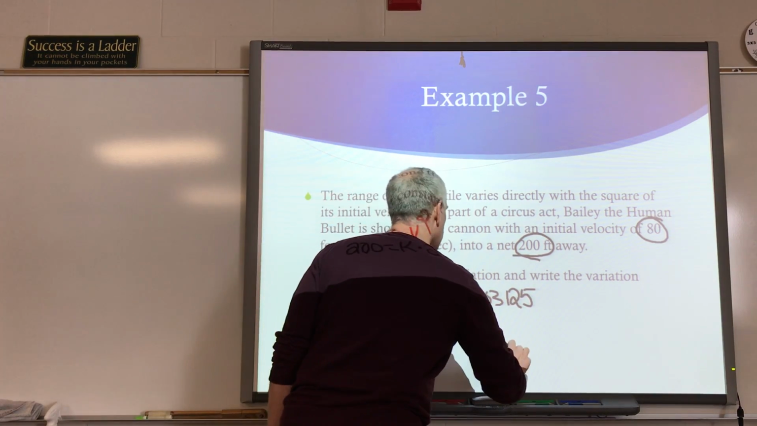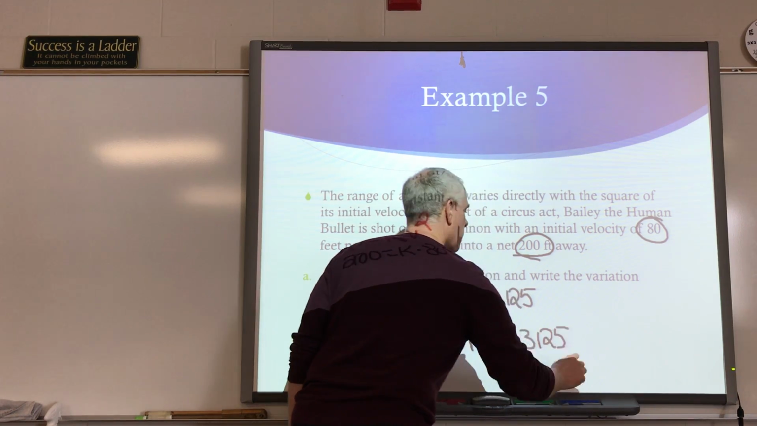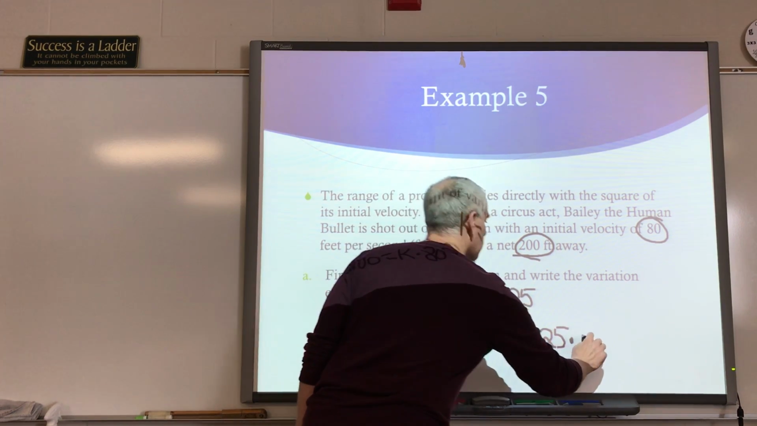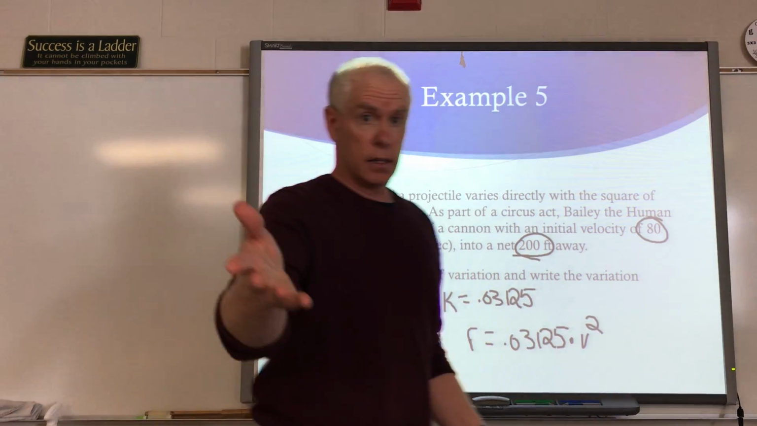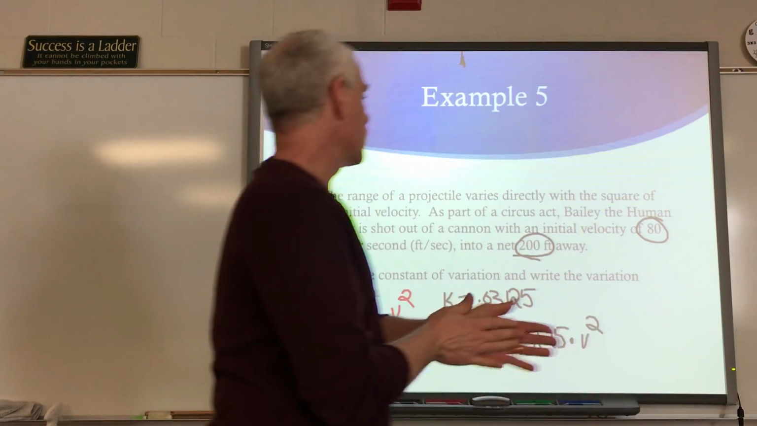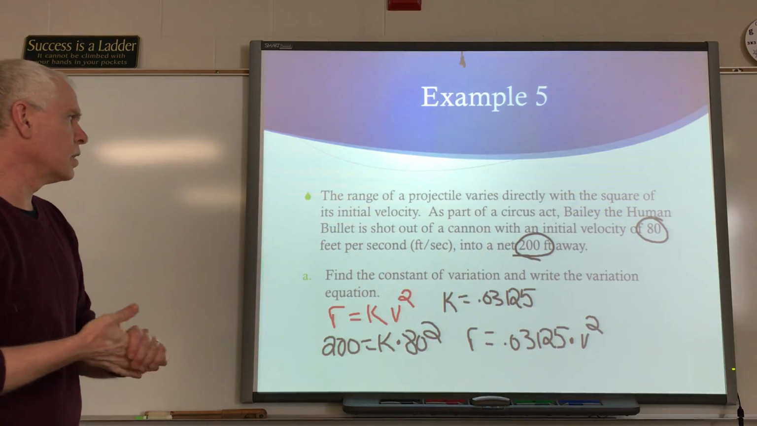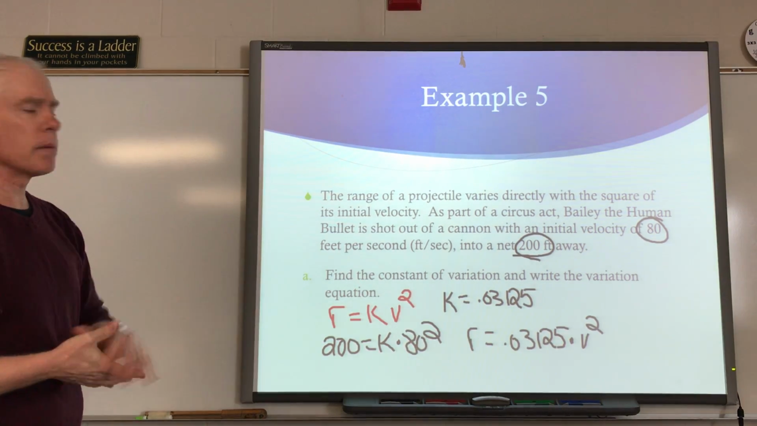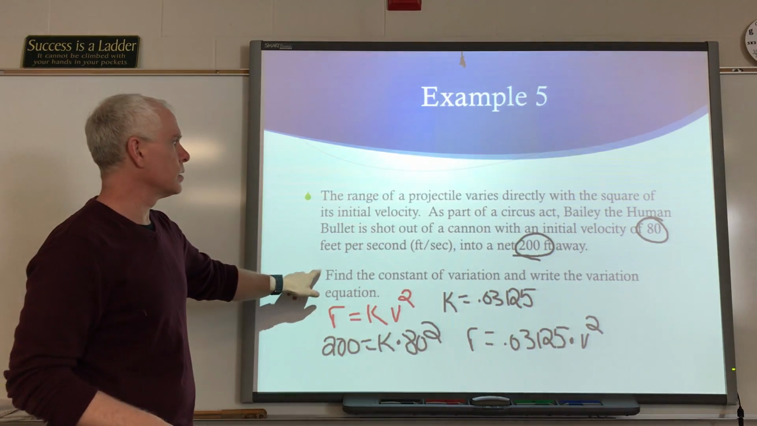So my variation equation then is going to be R equals k, which is that 0.03125, times velocity squared. Okay? Keep that equation, write that equation down somewhere, keep it in the back of your mind because we're going to use it here in just a little bit. But that's how I'm going to generate it. Very similar to those 4 steps that we did a couple slides ago.